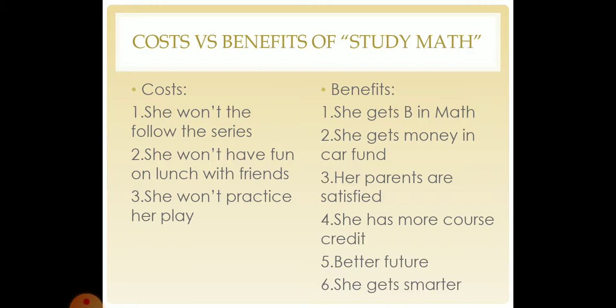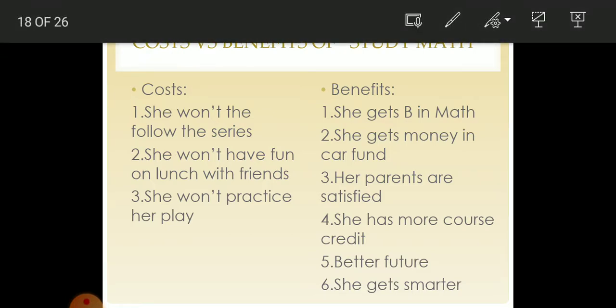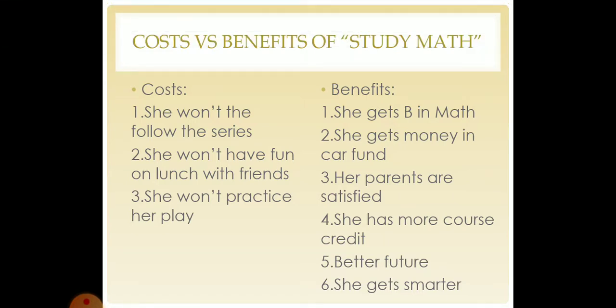She gets a B in math. Okay, she gets money in the car fund. Okay, this is a very good idea. Her parents are satisfied. Okay, this is also a good point. Her parents are satisfied. She got money. She has more course credit. Okay, she has a year B. Better future. She gets smarter.